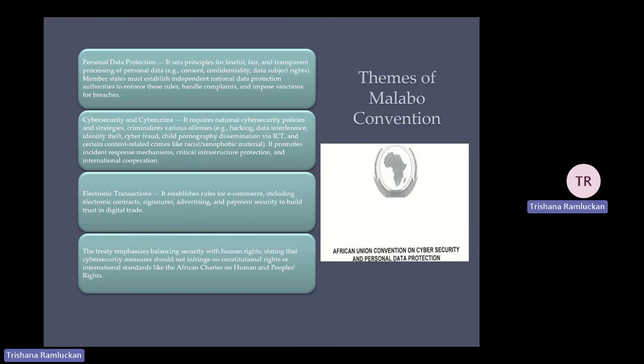The treaty emphasizes balancing security with human rights. So it brings in your human rights elements, which are based, or standards that are based on the African Charter on Human and People's Rights.